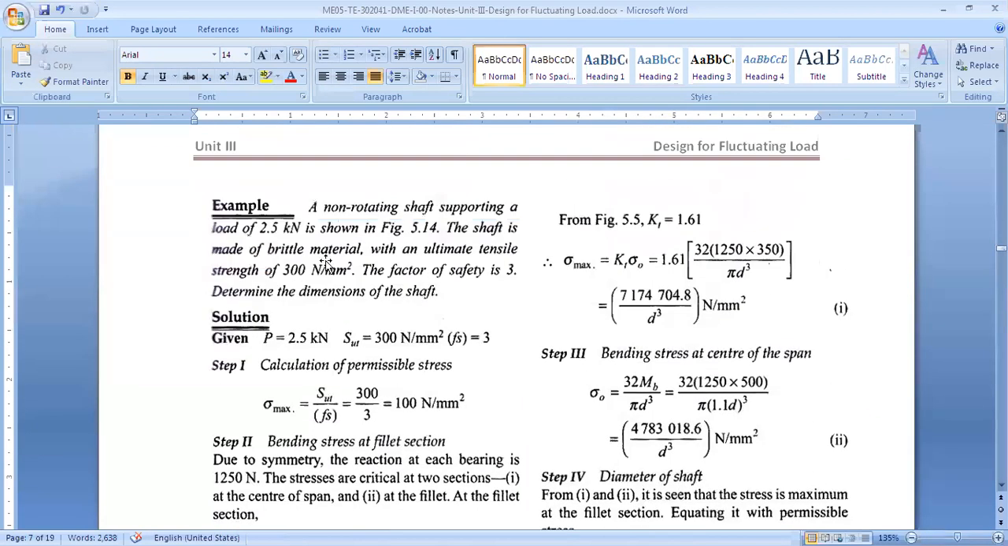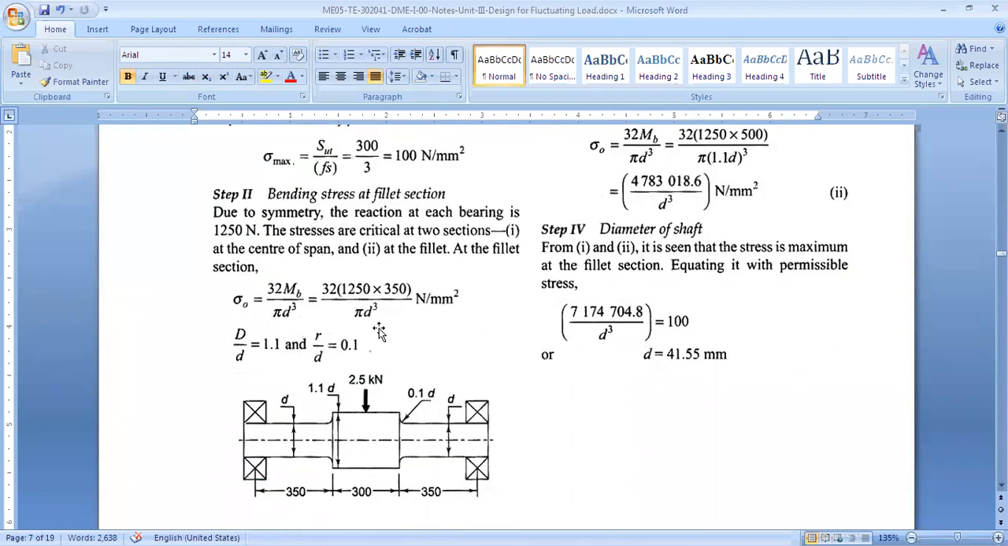Okay, clear. So now we have to design this shaft for a fluctuating load. Now the thing is that we need to know, because of this change in the diameter, what stress concentration is happening and what is the factor for that. Okay, we need to know that now, and once we know the factor, then we can find out the diameter.